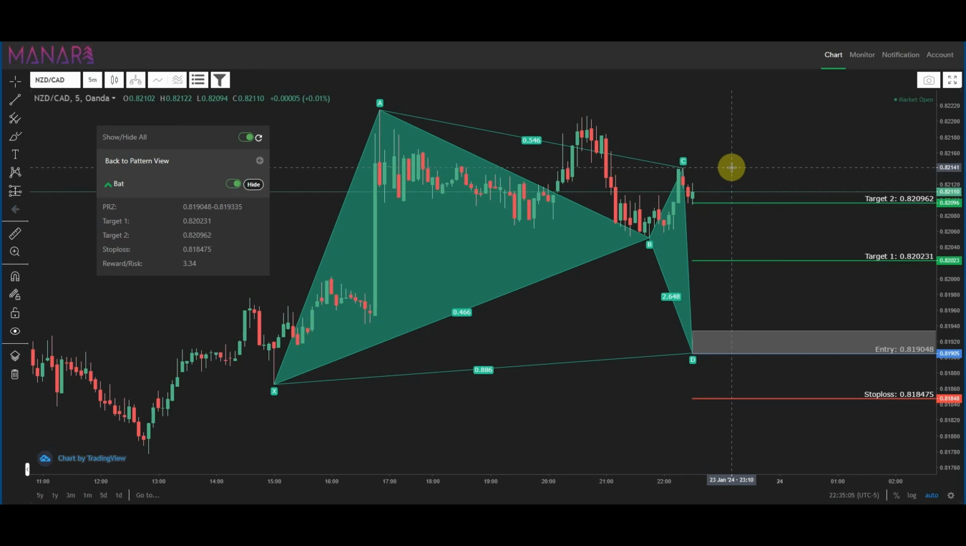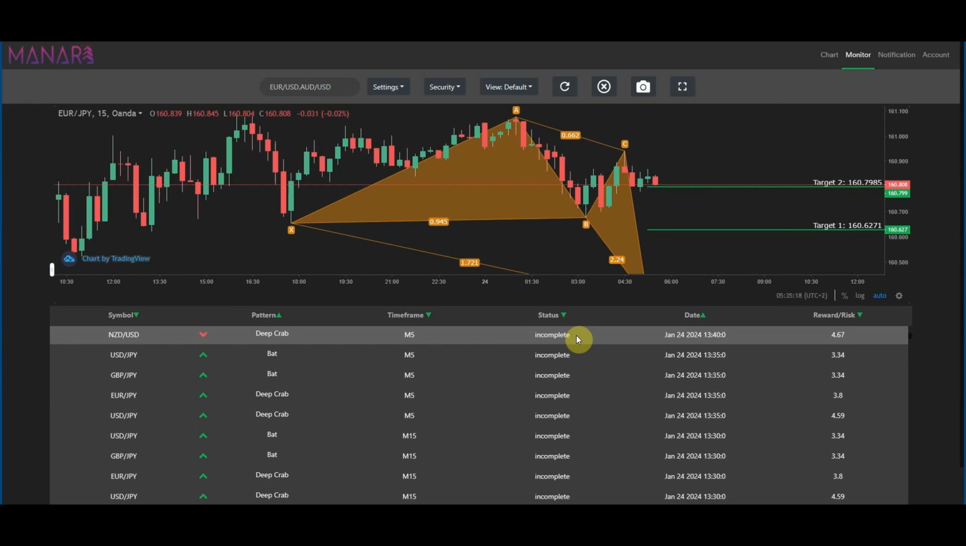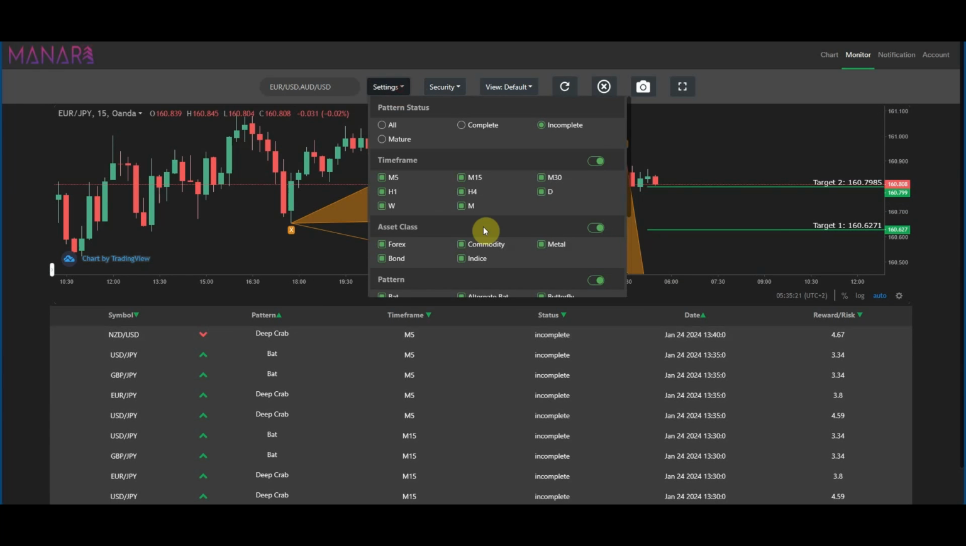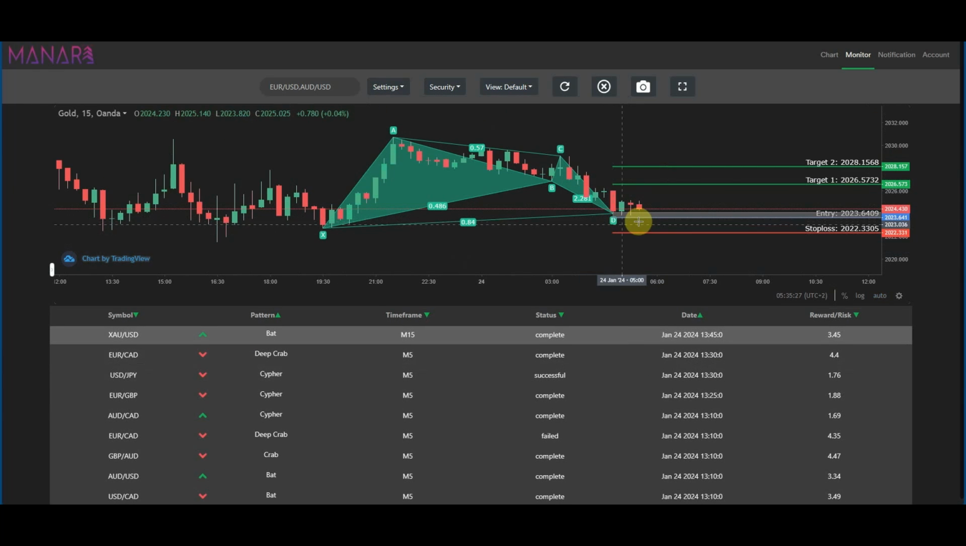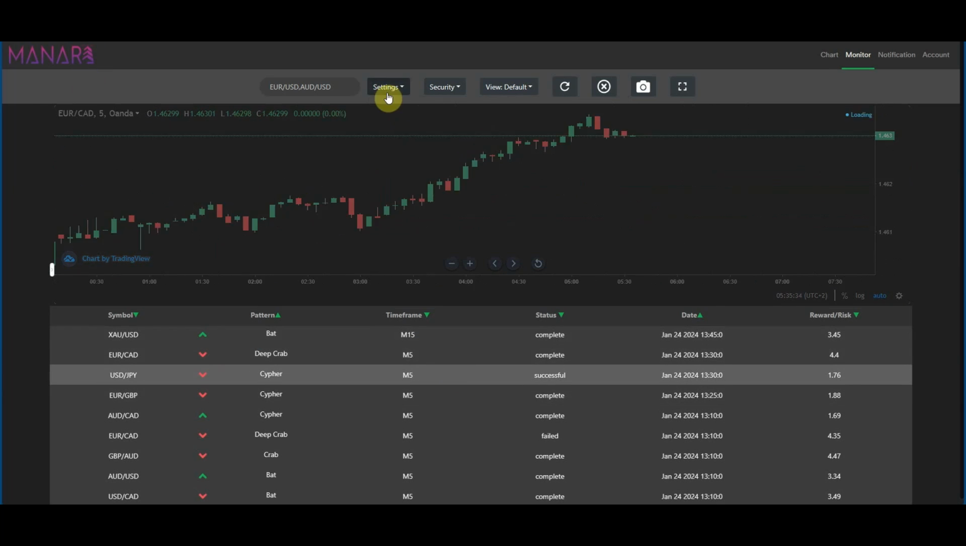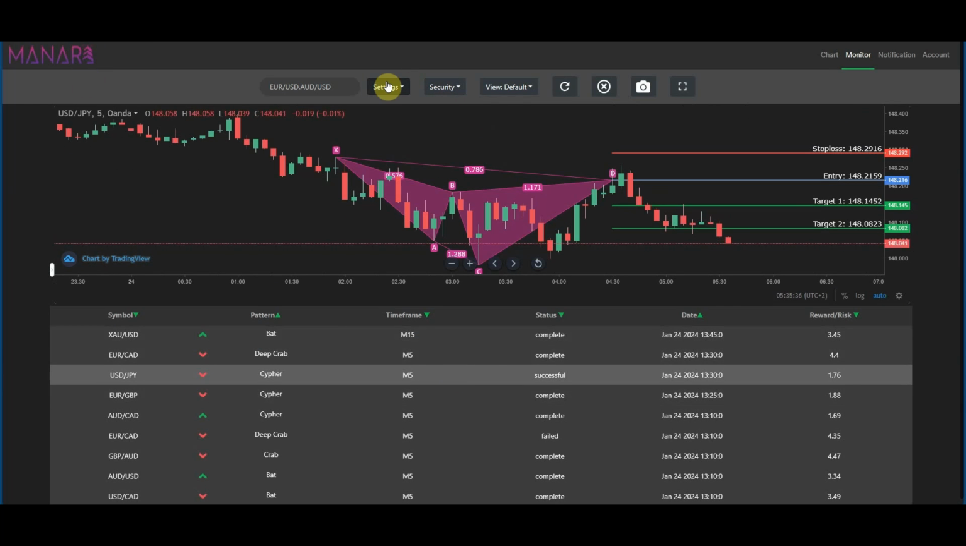So that's my review of the Manara Trading Tool, is that there's a few ways to use it. You can potentially look from C to D point as an incomplete status, or you can look for the completed trades, which you can see here, wait for the entry and hope they go to the target that the tool suggests. And then I'm just going to check one more thing before I let you go.